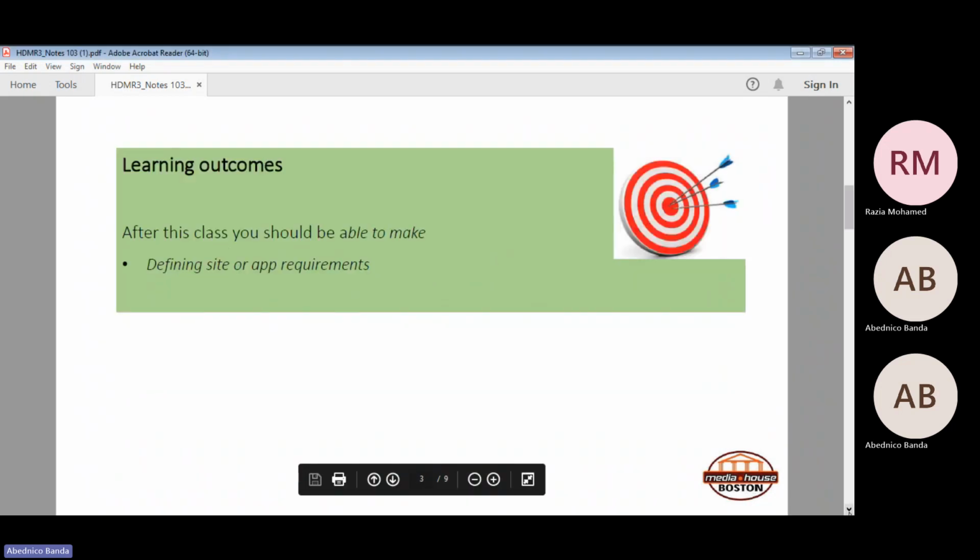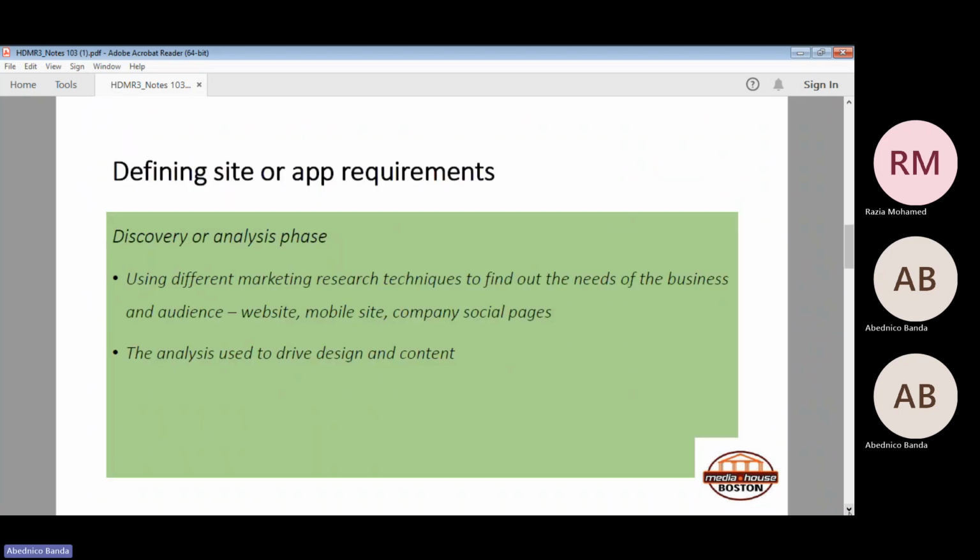So today we are going to look at the requirements for a site or an application. So in order to have an effective and efficient customer experience, what is it that needs to be considered to say this is going to make my website or my application a killer? So that's what you are going to be looking at.